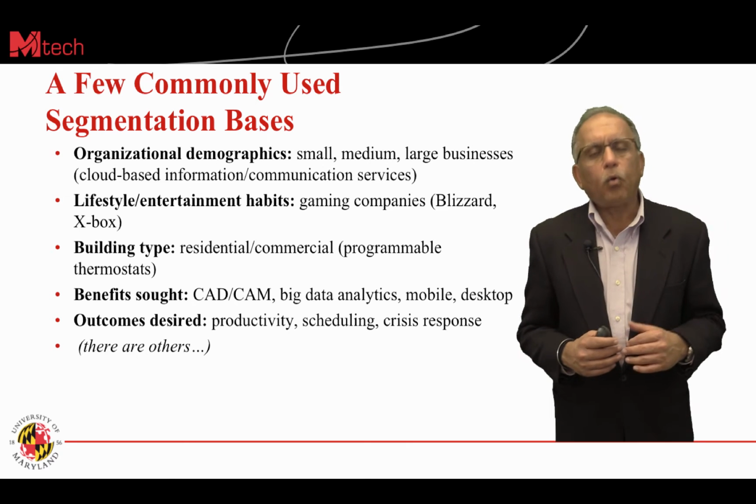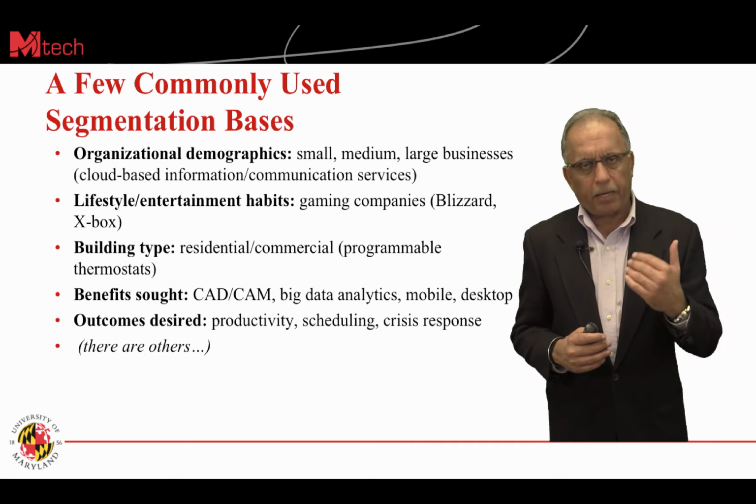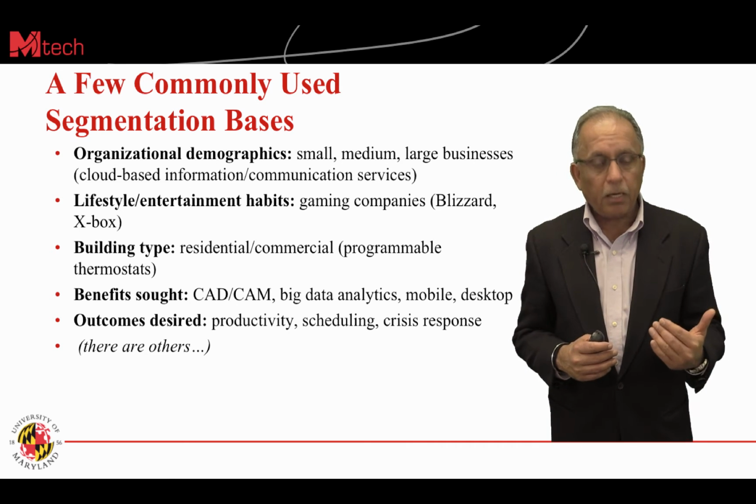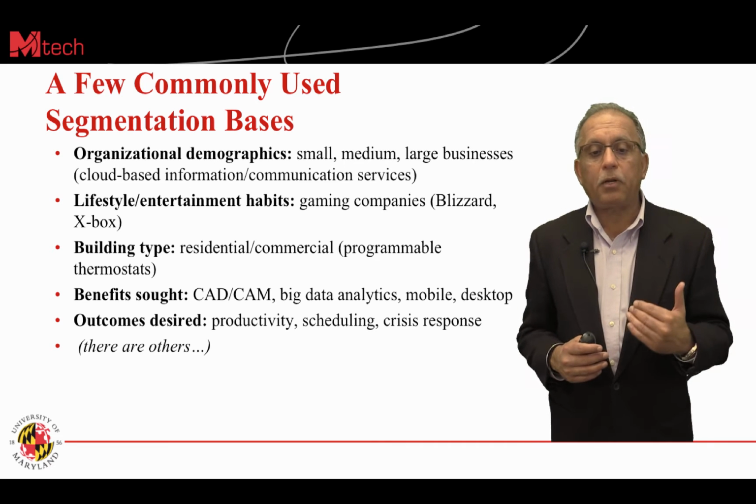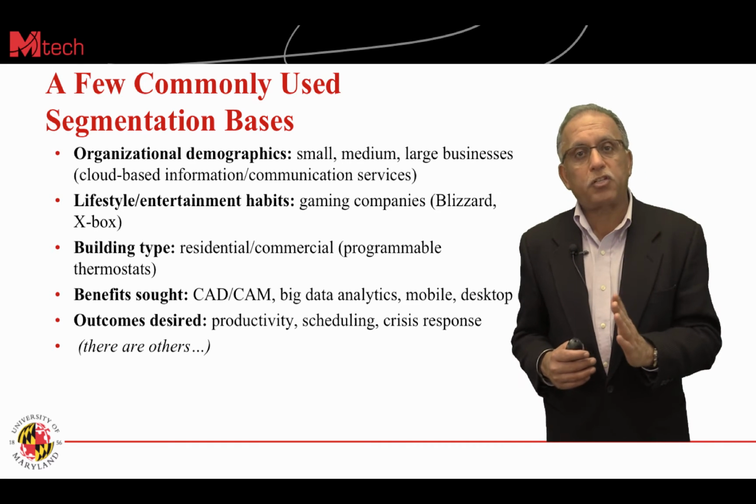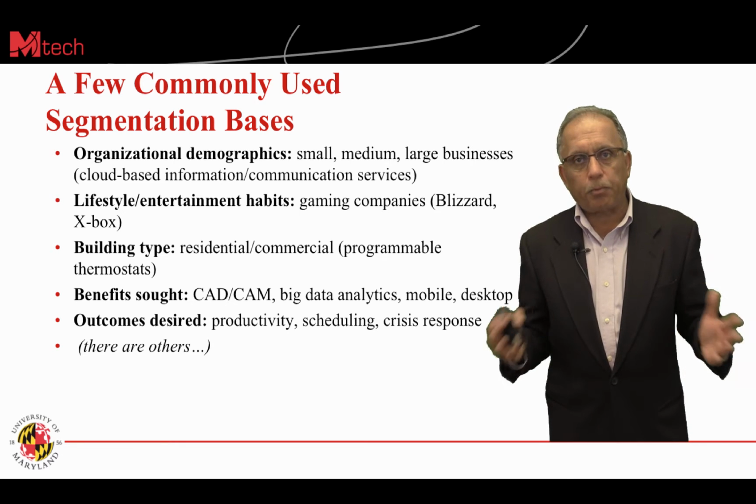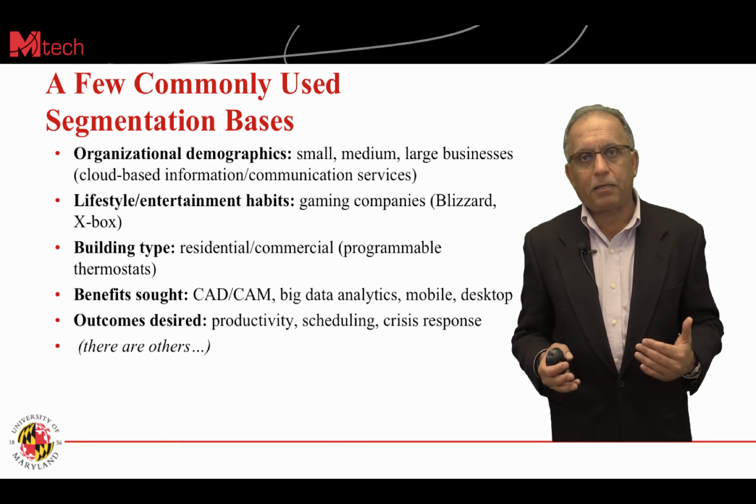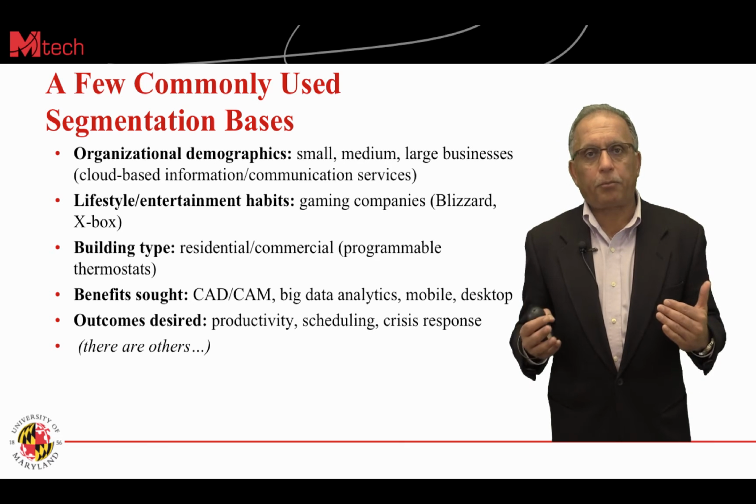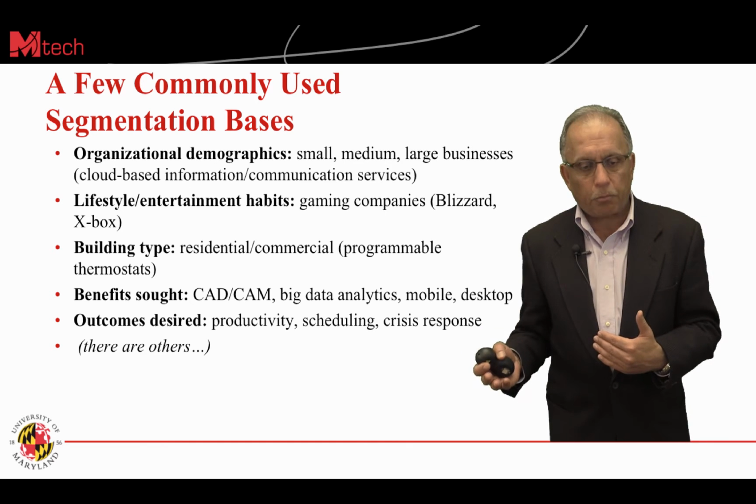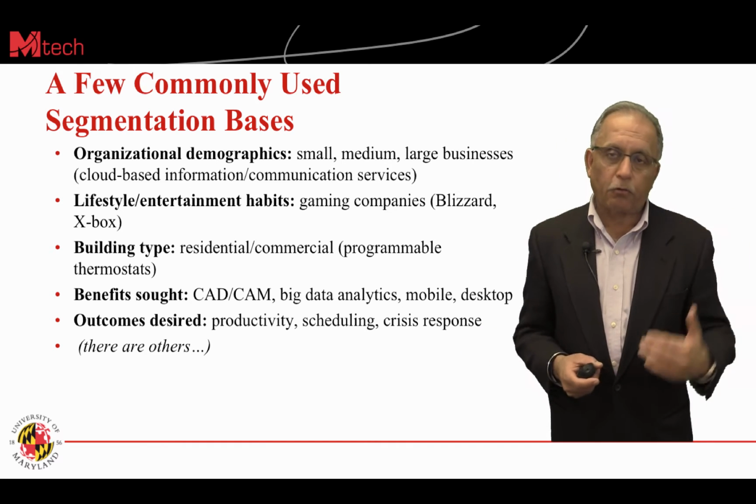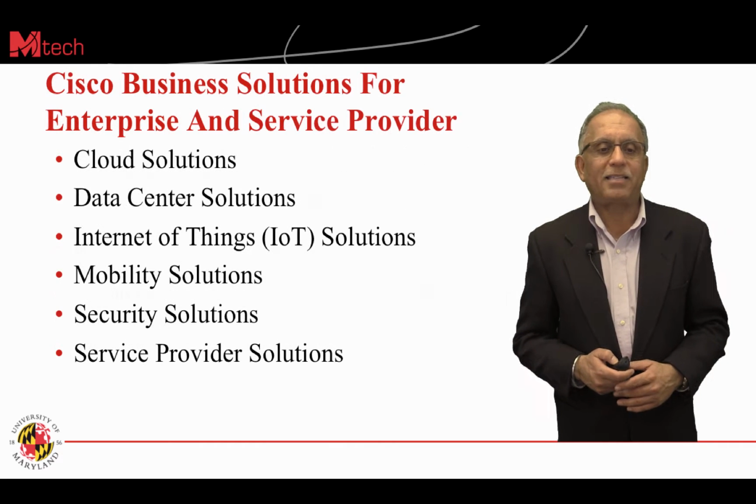And finally, what are the outcomes that I desire? Am I looking for gains in productivity? Am I looking for better scheduling? Am I looking for a swifter response to a crisis like a natural disaster or an explosion in a plant or a line breaking down or stopping or the manufacturing process getting impeded by shortage of raw materials? Things like that. And there are lots of others, but I've only given you a sampling.